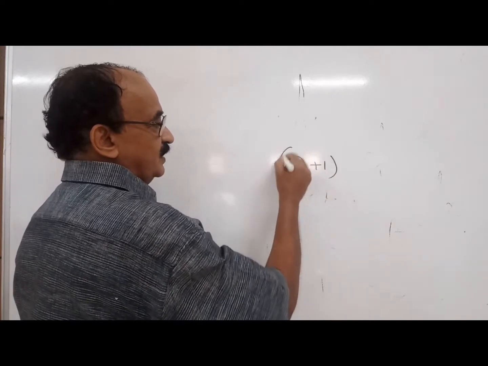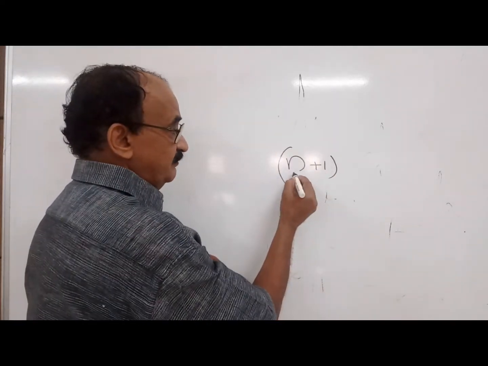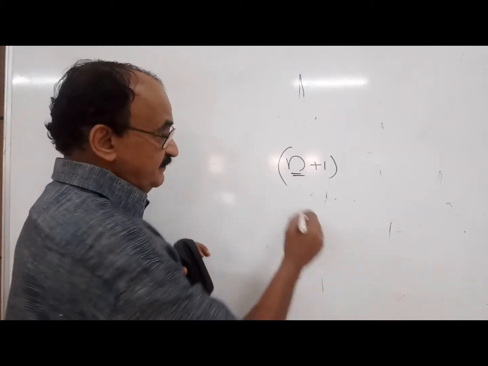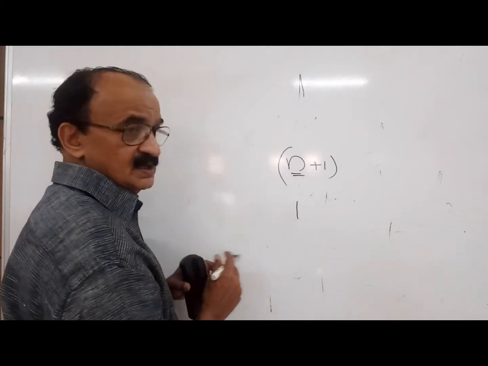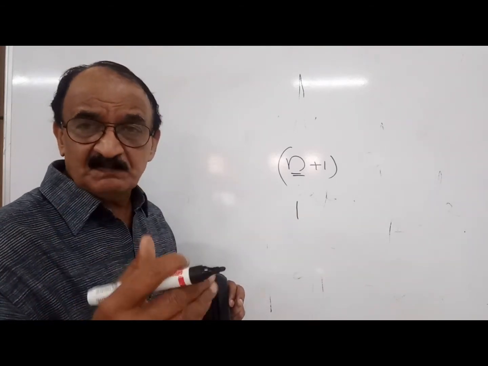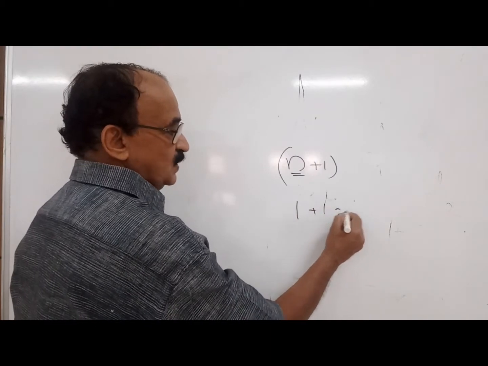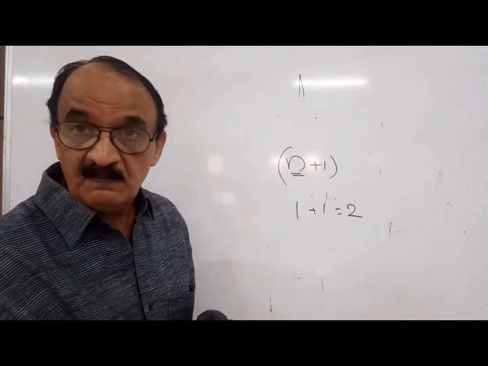n plus 1, where n is the number of neighboring protons. If only one neighbor is present, that neighbor causes the splitting of a signal into n plus 1, that is 1 plus 1, which is equal to 2. So here you are getting a doublet.